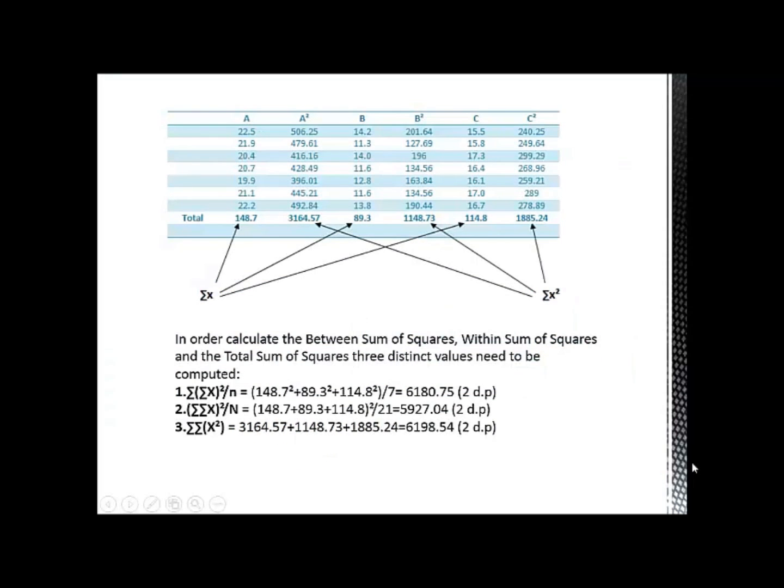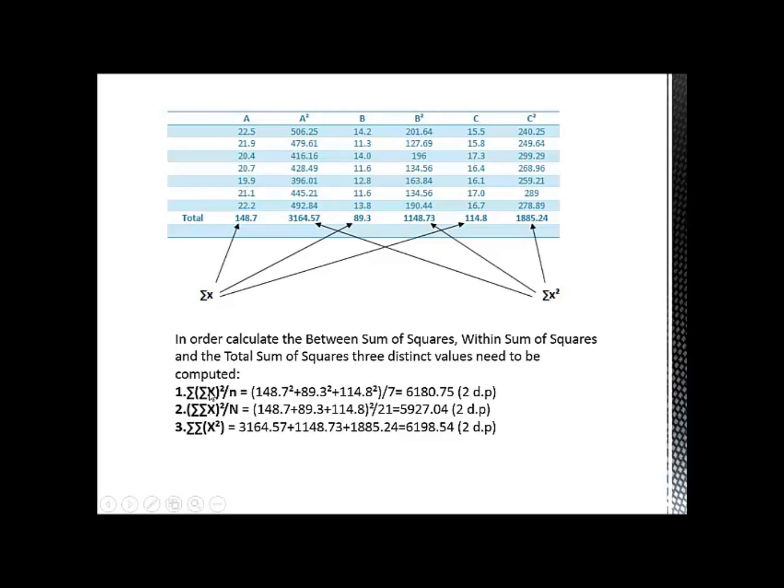Okay, so as explained previously, if we wish to carry out a one-way ANOVA test and compute an F ratio, we need to first determine the sum of squares for each source of variability, so between, within, and the total. I've begun by modifying the table, including extra columns which contain the square of each observation. Basically, all three sums of squares can be computed by combinations of the following three values.